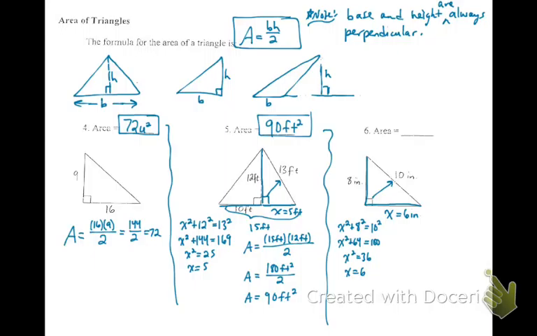Now I have the base and the height, so I can plug into my triangle area formula. Base, which is 6 inches, times the height, which is 8 inches, divided by 2. Which gives you 48 inches squared divided by 2, which is 24 square inches.